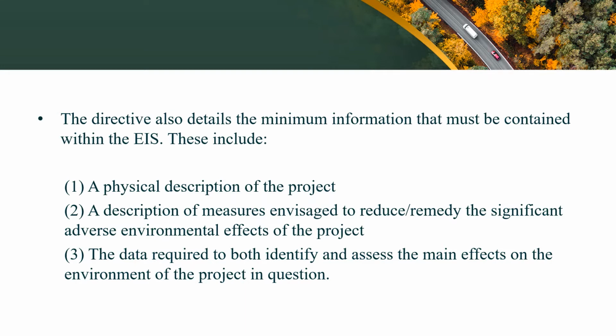The directive also details the minimum information that must be contained within the EIS. This includes the physical description of the project, the description of measures envisaged to reduce or remedy the significant adverse environmental effects of the project, and the data required to both identify and assess the main effects on the environment of the project in question.